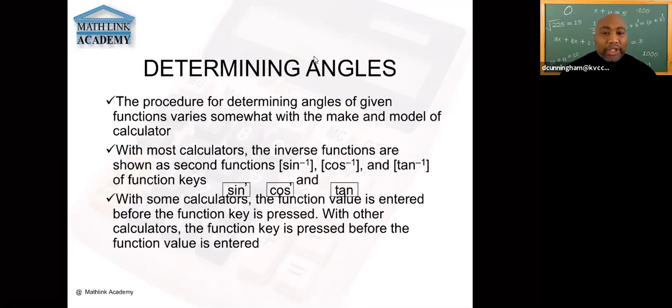You're going to use a function key called the sine inverse, or the tangent inverse, or the cosine inverse. So those are the big 3. We want to be familiar with seeing this on our calculator. What we see here, I'm going to circle it: sine inverse, cosine inverse, and tangent inverse. You use those to help you find the angle, and the angle is the unknown. Okay, so let's get started.